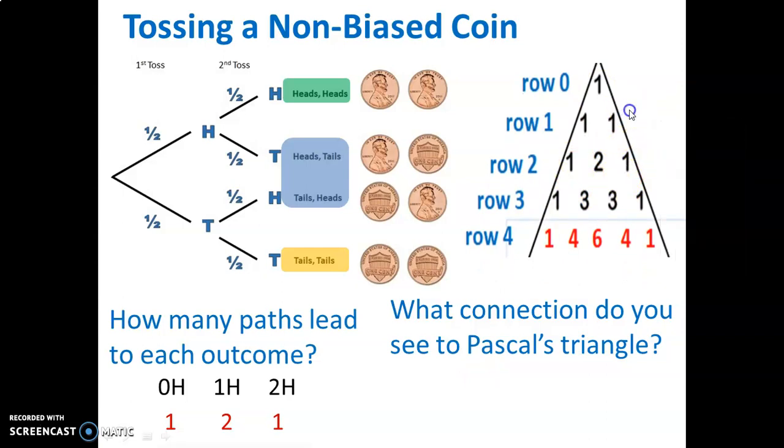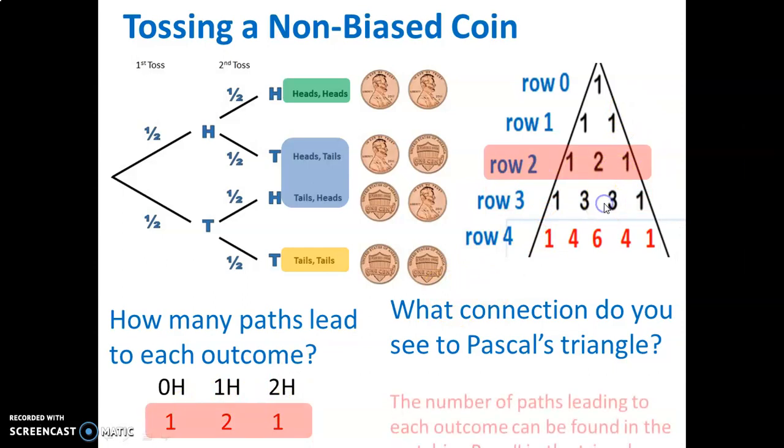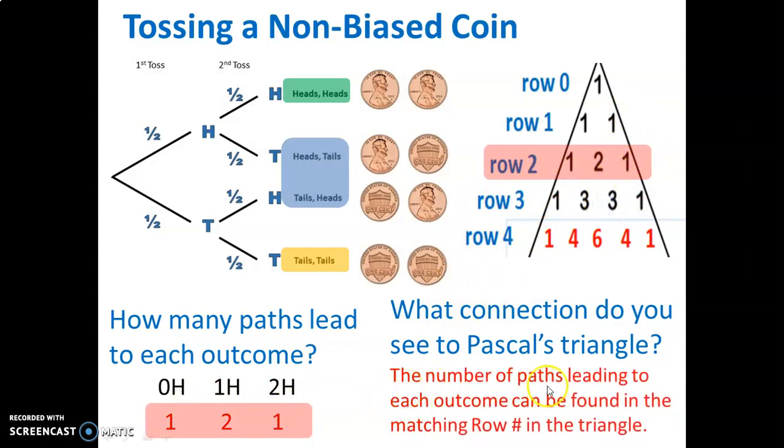Okay, hopefully the connection you spotted was between these numbers and row number 2. And that's a very important connection. Basically, the number of paths leading to each outcome can be found in the matching row of Pascal's triangle. So we were tossing 2 coins, so therefore we're looking at row 2, and here is the chance of getting 0 heads, 1 head, or 2 heads. So everything in order is here after you toss 2 coins. It matches these numbers here. Important connection, make sure you see that there.